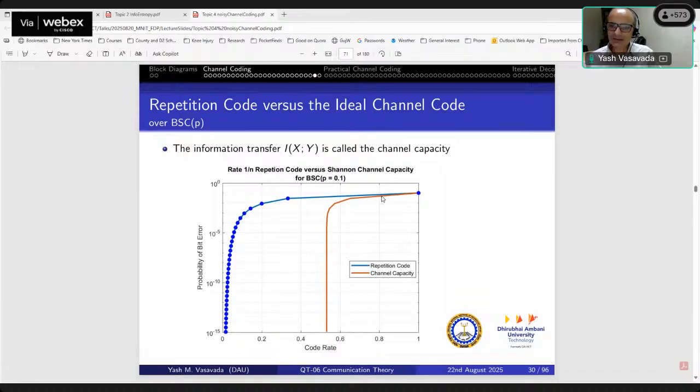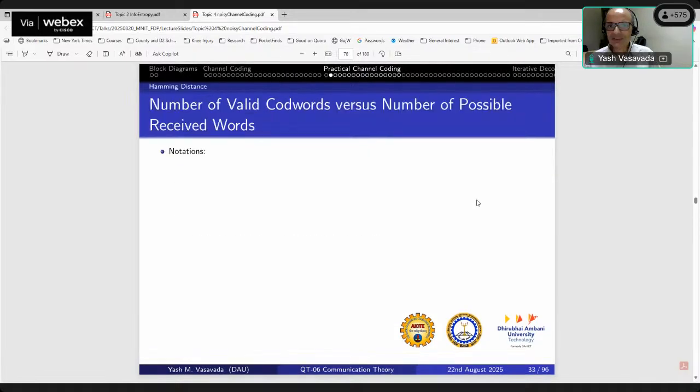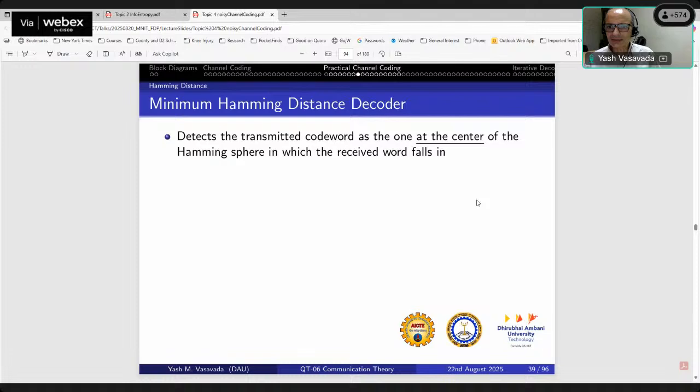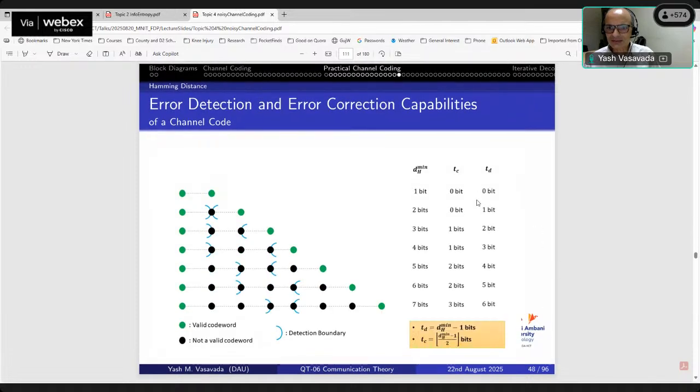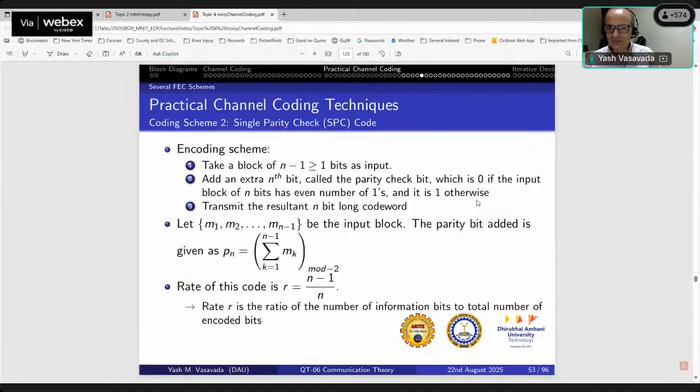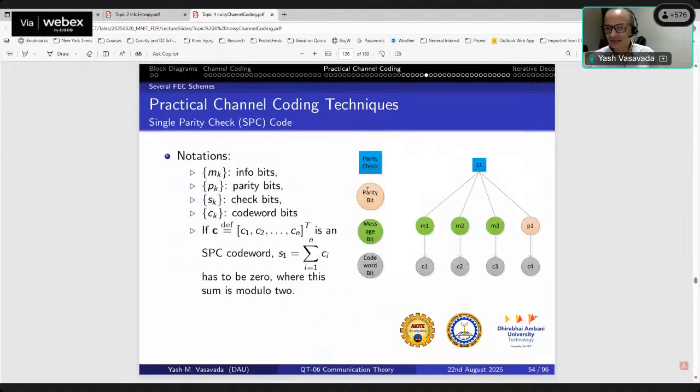And how to go from the blue to the red is what drove a lot of the advances in terms of channel coding. And in fact, there was another code which was called single parity check code. All that it does is it takes n-1 bits as input and adds one extra bit, which is the parity bit at the output. That is all that it does.